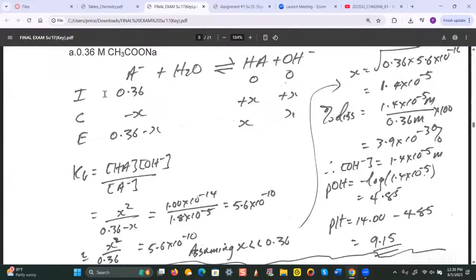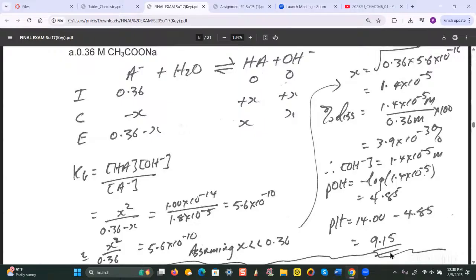I could tell, for example, that the answer for the pH, which is what the question is asking for, will be greater than 7 because of this reaction right here. It produces hydroxide ions, which means that the resulting solution is going to be basic. So because the solution is going to be basic, I know that the pH is going to be above 7, right? And we go through all the steps and you see here that the pH is above 7, 9.15, all right?